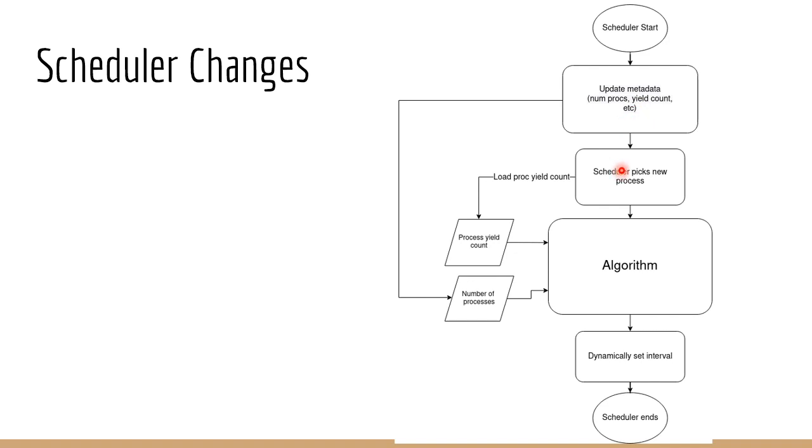In the next step, the scheduler will pick a new process to run. Because we stored information into the PCB about the yield count, we get that as another piece of information. The process yield count and the number of processes on the system both serve as metadata to feed our algorithm to decide what interval to choose next. In different algorithms, we have other pieces of information, such as the average yield count of processes running on the system. We will be discussing the algorithms that we used in more detail on later slides.